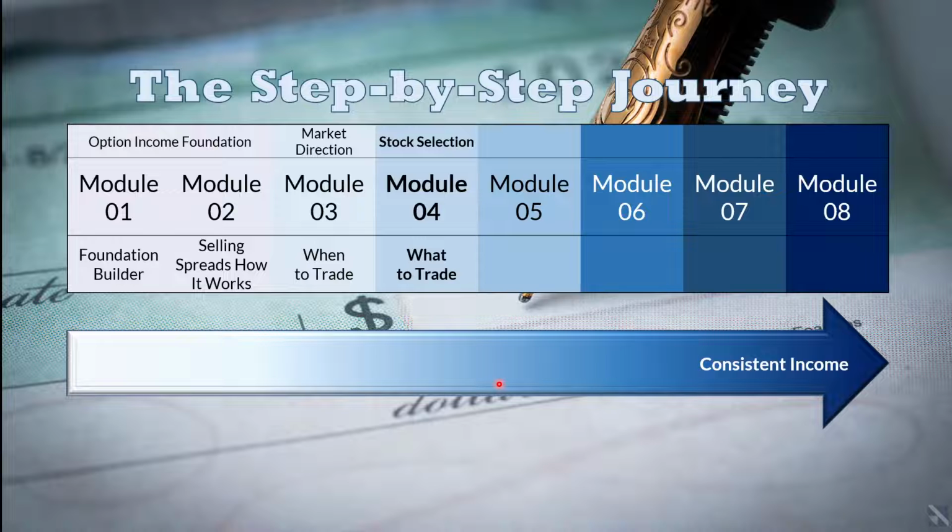After you know the direction of the market, you want to find stocks that are highly likely to move in the same direction. This is going to stack probability even more in your favor. And the outcome here is you're going to know how to quickly find the best stocks and indexes to trade that give you the highest probability.